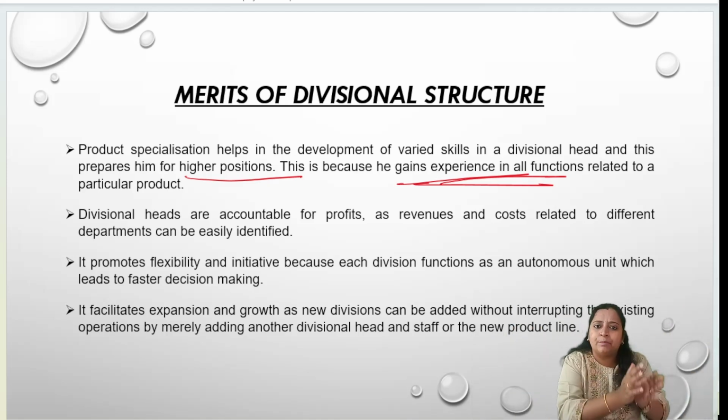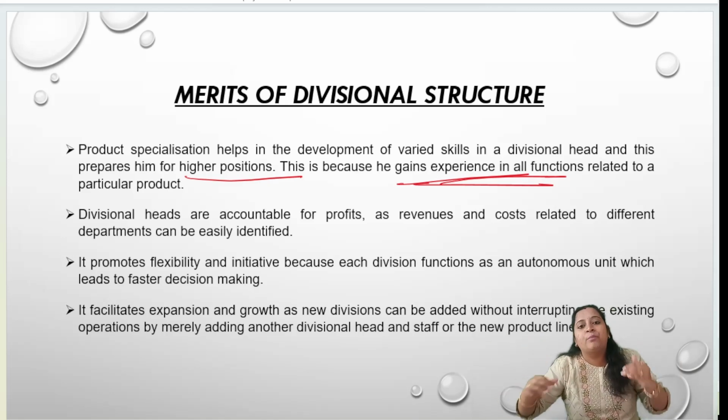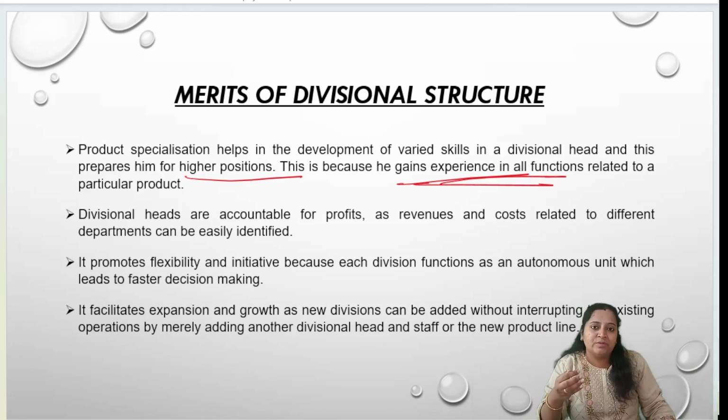You'll have a separate accountability, and the top level management can easily understand which division is performing well. If any poor performance is there, it will easily help them to know what remedial actions they have to take to increase the performance of that particular division. That will be easy for you people to take the actions.